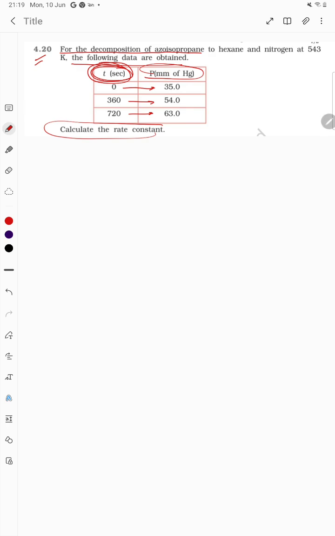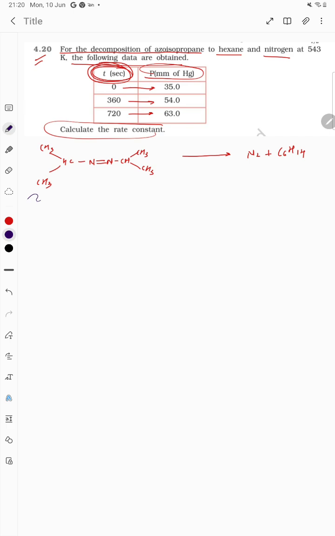So what we have to do, student, is first of all frame the equation. Hexane and nitrogen gas are evolving. Suppose this is the nitrogen gas and hexane is C6H14. What is the formula of azoisopropane, student? This is N double bond N, and on each side isopropyl: CH3, CH, CH3.